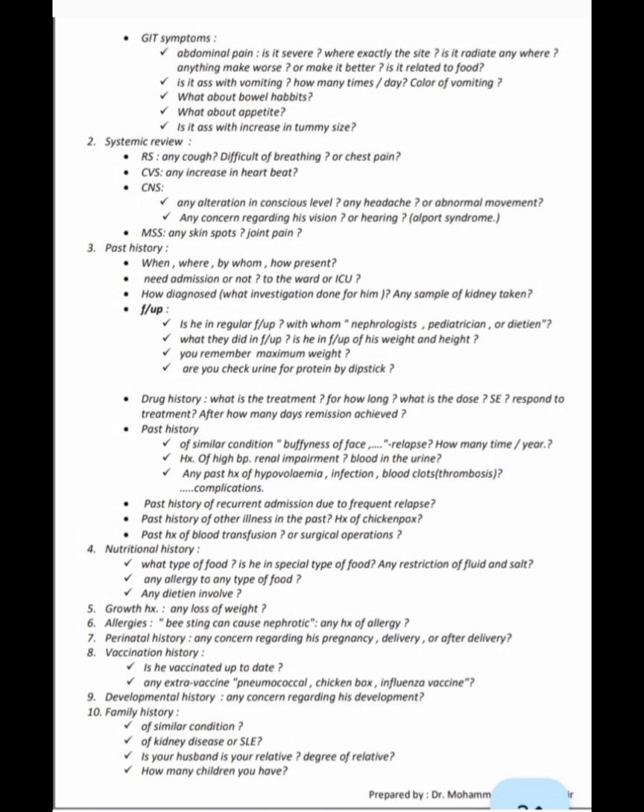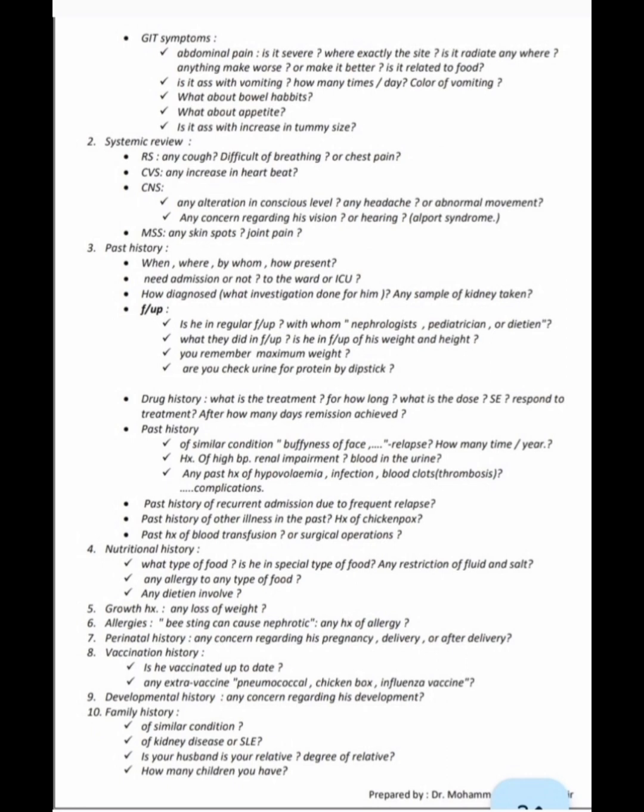Then the systemic review, one by one. For the respiratory system, we ask about any cough, difficulty breathing or chest pain. For CVS, we ask about any increase in heartbeat. For CNS, we ask about any alteration in conscious level, headache or abnormal movement, and any concern regarding his vision or hearing. That is Alport syndrome. Remember, Alport syndrome also has renal features, hearing problems are one of the presenting features, and family history is also present. For the musculoskeletal system, we ask about any skin spots and joint pain.